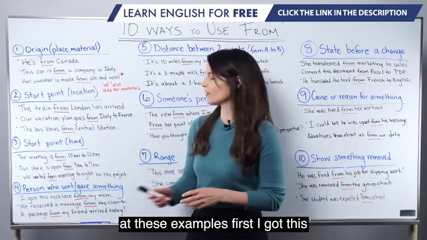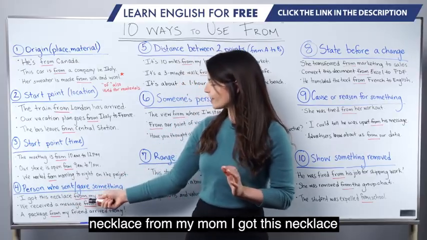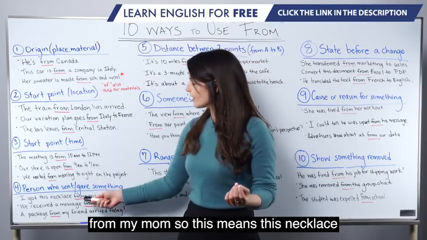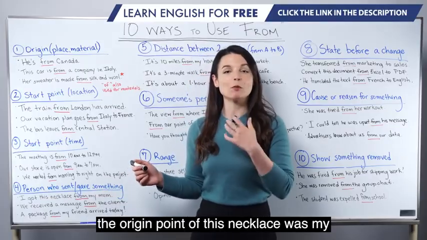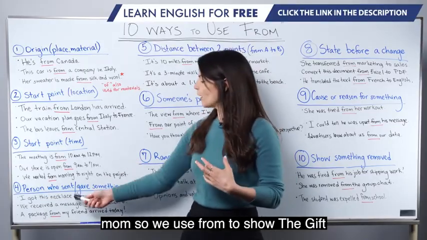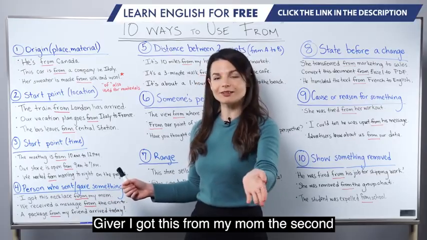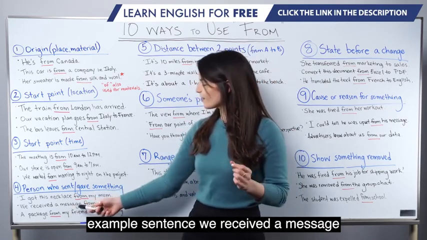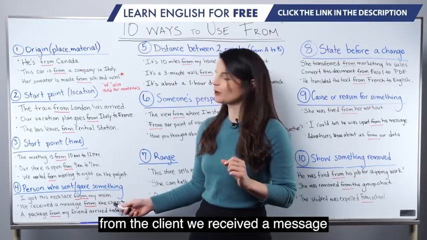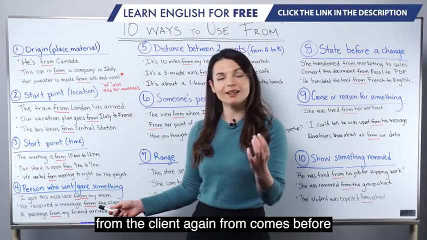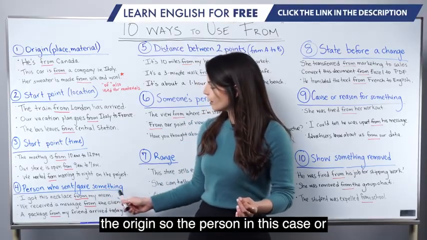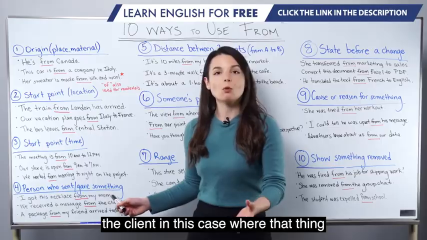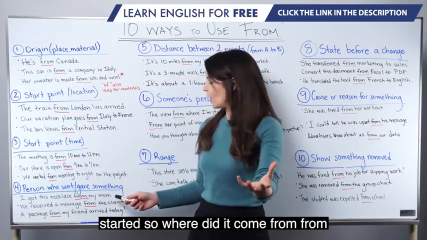Let's look at these examples. First, I got this necklace from my mom. So this means this necklace, the origin point of this necklace was my mom. So we use from to show the gift giver. I got this from my mom. The second example sentence. We received a message from the client. Again, from comes before the origin. So the person in this case, or the client in this case, where that thing started. So where did it come from?